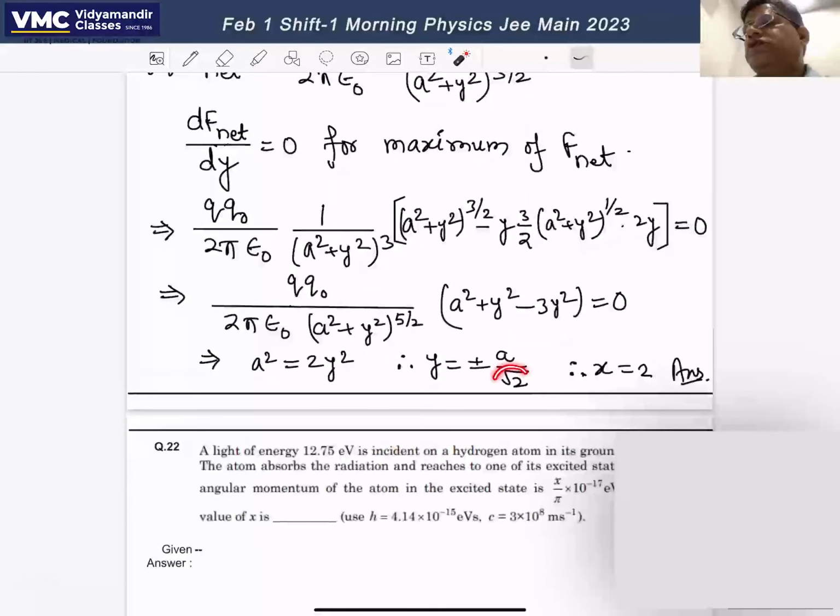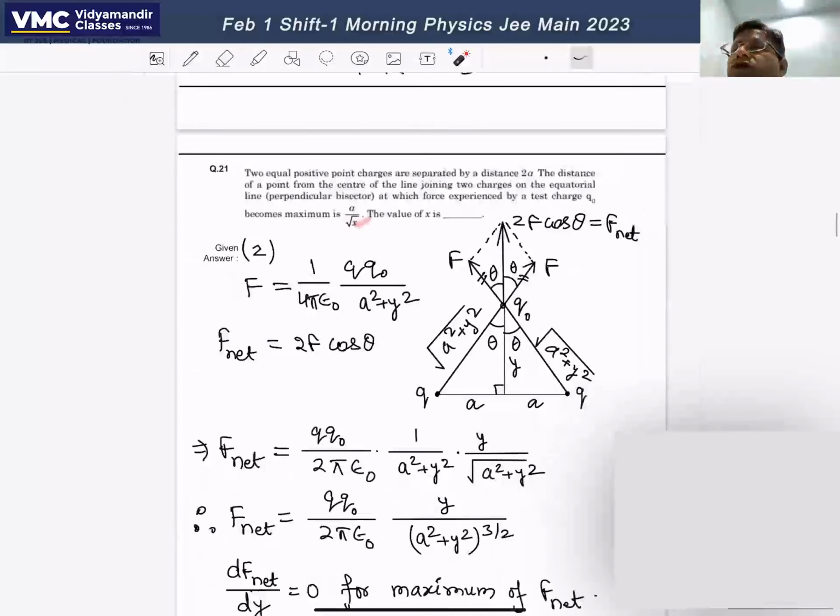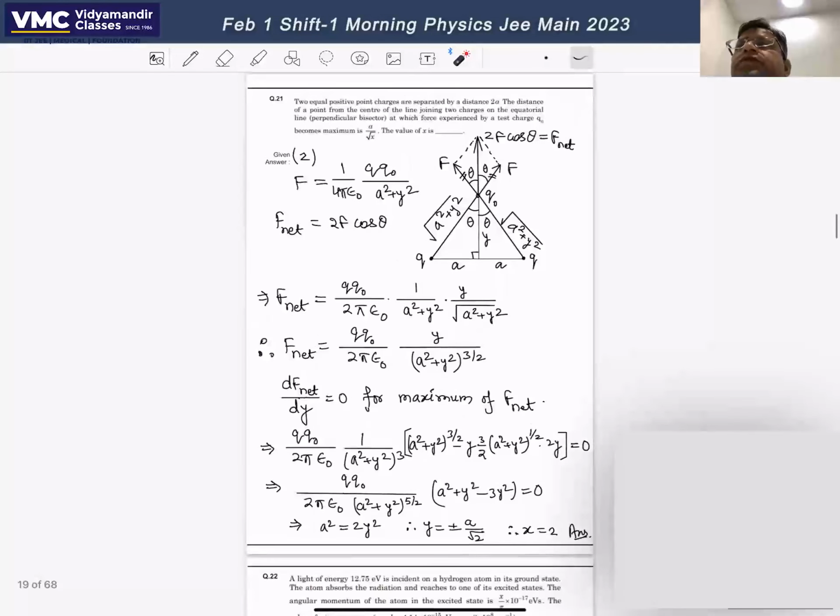So for this a by root 2, that means here x will be 2. So this x will be 2. So for this, the x value is 2.